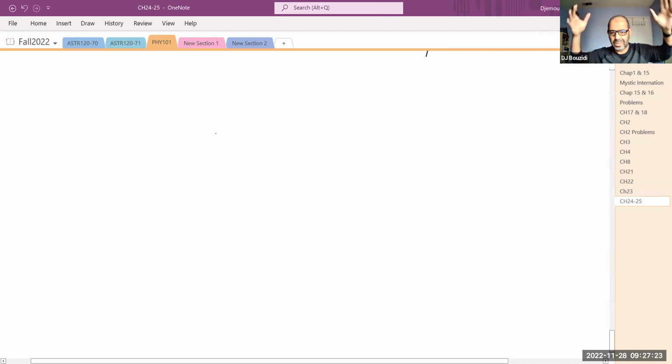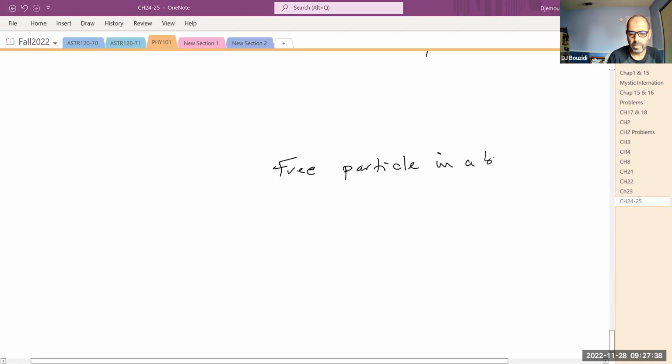Take an electron, for example, and contain it in a box, okay? So, a free particle in a box. You take a box, let's make it easy, let's make it a square, and you force the electron to be there, where the wave function must cancel at the outside because we are forcing it not to exist outside.